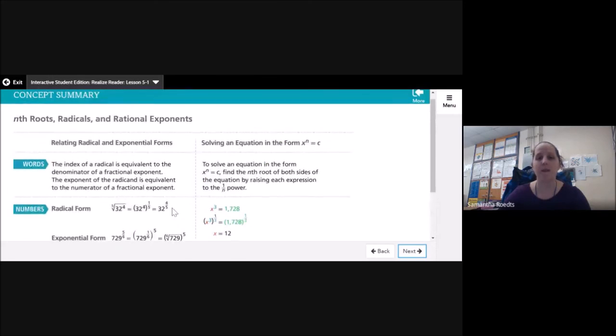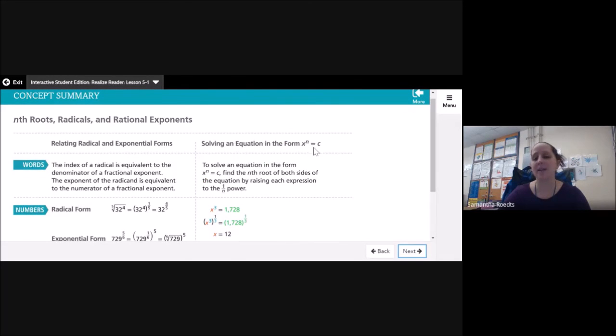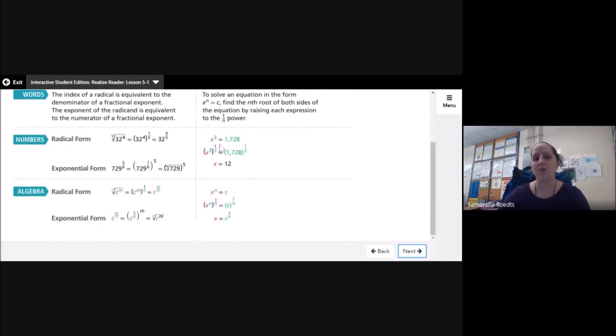Okay, so solve an equation in the form x to the nth equals c. To solve an equation in the form x to the nth equals c, I find the nth root of both sides of the equation by raising each expression to the 1/nth power. So x cubed equals 1,728. So it's like saying x cubed to the 1/3 equals 1,728 to the 1/3 power, which gives us x equals 12. So the 3 and the 1/3 cancel, leaving us with just x. It's like taking the cube root of this, which gives me 12.